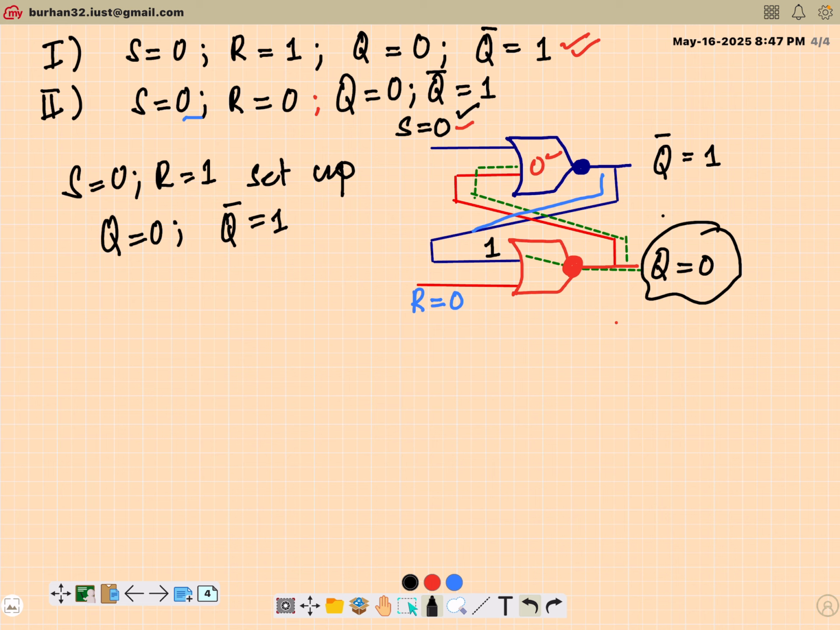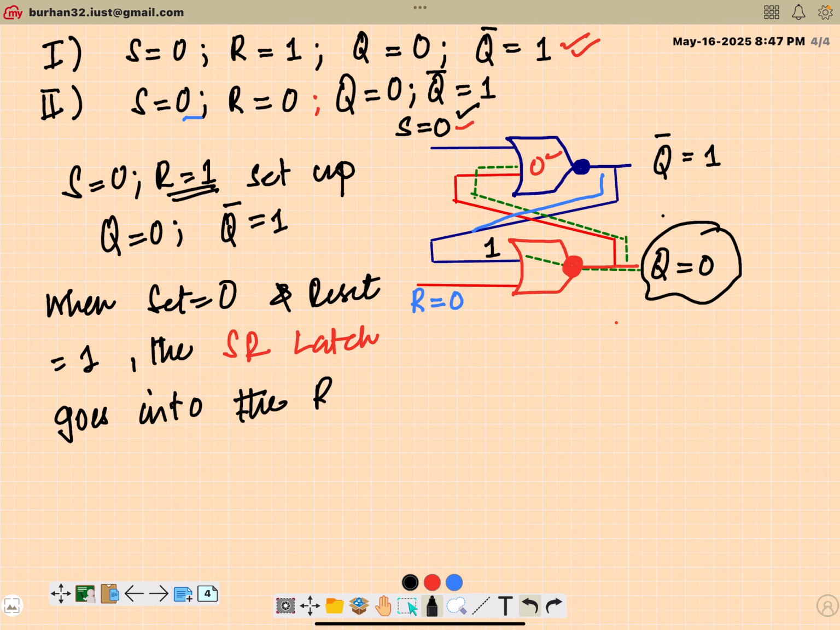Fine. So what I have established here is, as the reset input goes to 1, my circuit, maybe I should put it something like this, when set is equivalent to 0 and reset input is high, we call it an SR latch. The SR latch goes into the reset state where Q is equivalent to 0. And this is what sets up the state.